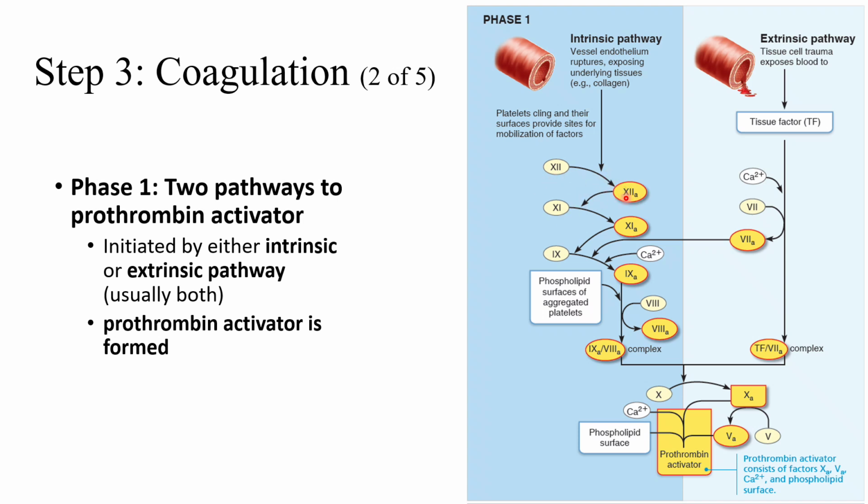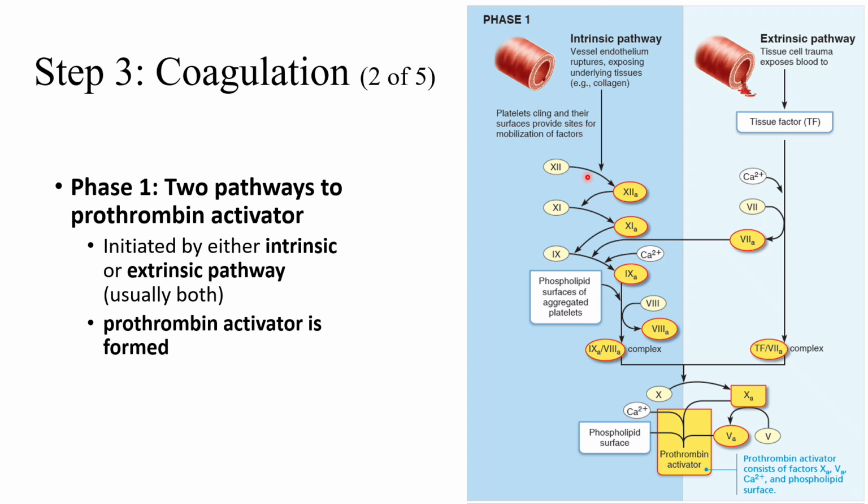in their surfaces and provide sites for mobilization of these factors. I am not going to ask you to memorize the cascade of these factors, okay? But what I want you to know is that the intrinsic pathway happens in the endothelium of the blood vessel. This happens inside the blood itself. The extrinsic pathway, on the other hand, happens outside of the blood. This is happening inside the tissue. The tissue cell trauma exposes the blood to tissue factor, and that tissue factor is going to cause a cascade of chemical reactions that eventually will also result in the production of prothrombin activator.